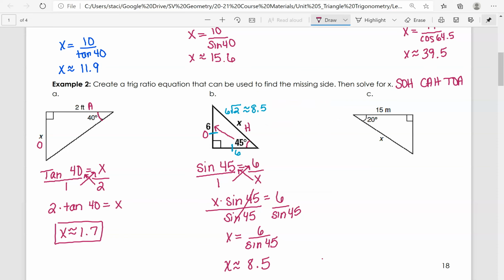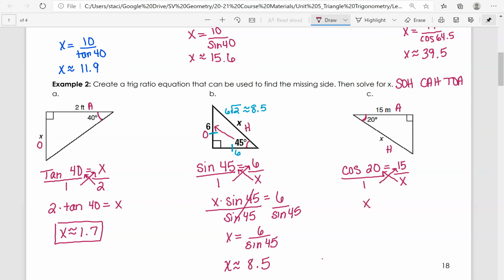All right, let's look at our last one. In our last one, we have an angle that's 20 degrees, and when we think about the sides that are given, we have the adjacent side and the hypotenuse, which means I have to use the cosine ratio. So I have the cosine of 20 degrees equals the adjacent side, which is 15, over the hypotenuse, which is x. I'm going to put cosine of 20 over 1, and then cross multiply.